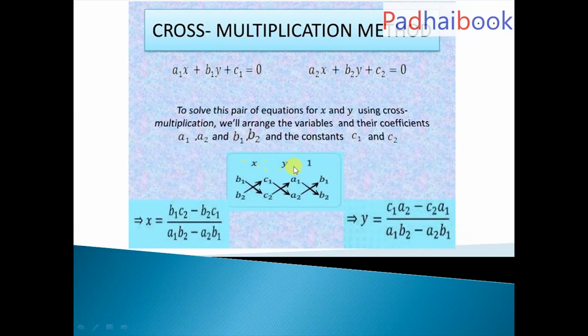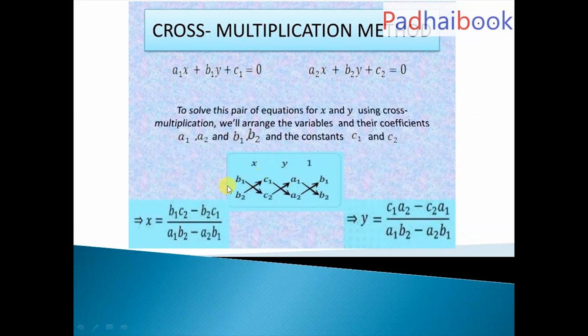We'll write x, y, 1. First we'll write the coefficient of y, then the constant term, then the coefficient of x, then again the coefficient of y. Make sure that this constant term is on the left hand side. That's why I am taking 1 here. If the constant term is on the right hand side, I would have taken minus 1 here.